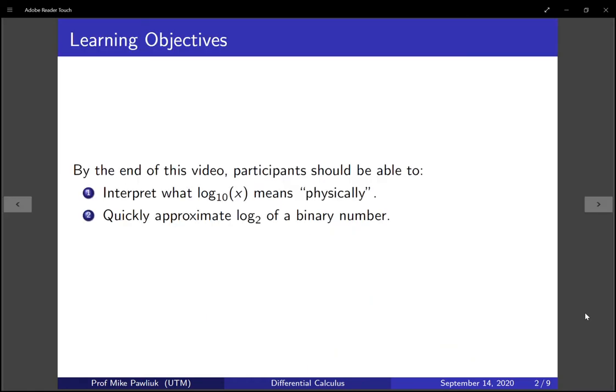The learning objectives for this video are, by the end of this video, you should be able to interpret what log base 10 means physically, and you should be able to quickly approximate log base 2 of a binary number.